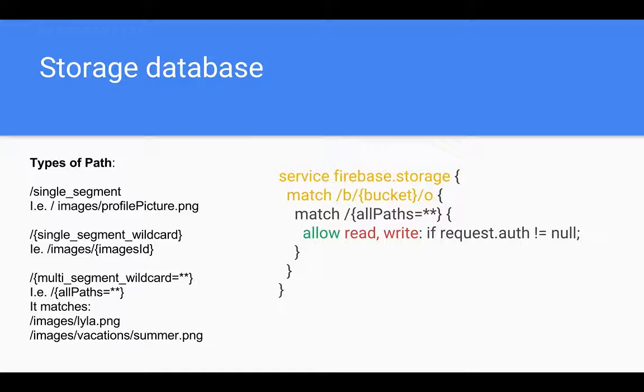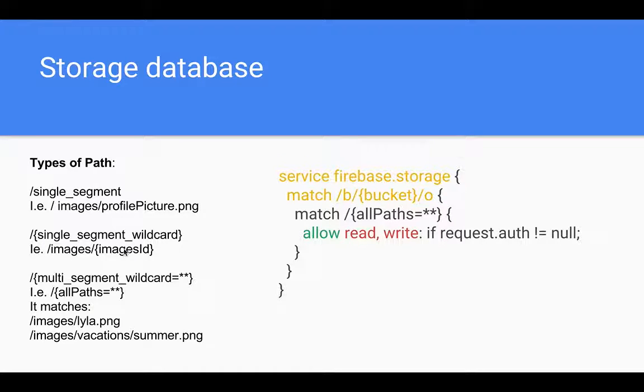So we have three types of paths, which are the single segment, where instead of having this, we can have a single segment, and an example would be images profile pictures.png. And then we can say that the users are allowed to read and write to the profile picture.png if they have been authenticated. So if the user has been authenticated, they can read or write, meaning update or see the profile picture.png. That's a single segment, which just specifies a direct path to the file.